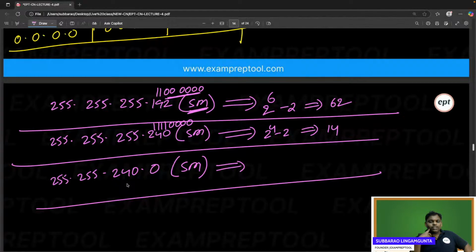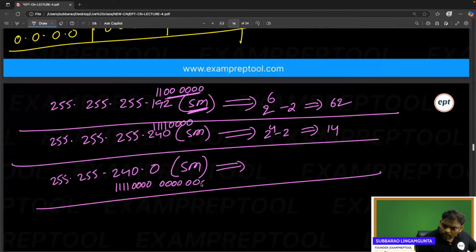So in the last one, if you observe clearly, third octet is 240. 240 means in the third octet 4 bits for the host. In the fourth octet fully host. 8 plus 4, 12 bits. It's a 240 means what? The 4 ones, 4 zeros. So last one anyhow 8 zeros are there. So totally 12 bits, 8 plus 4, 12.